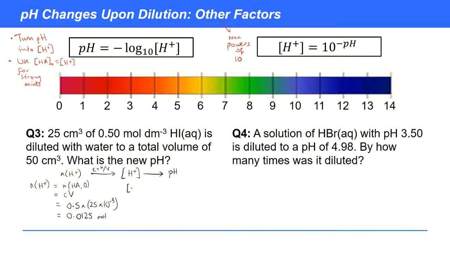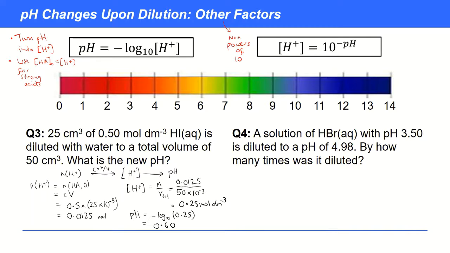If we then work out the concentration of H+, we just need to do moles divided by the total volume now, which is 0.0125 divided by 50 times 10 to the minus 3, since the total volume has gone up to 50 centimeters cubed. When we do that, we get a concentration of 0.25 moles per decimeter cubed, which hopefully makes some sense. We've had 25 centimeters cubed diluted to 50, so we've diluted it 2 times, and we're expecting that concentration to halve. And final step, pH is minus log base 10 of that number, and we should get a value of 0.60 to 2 decimal places.